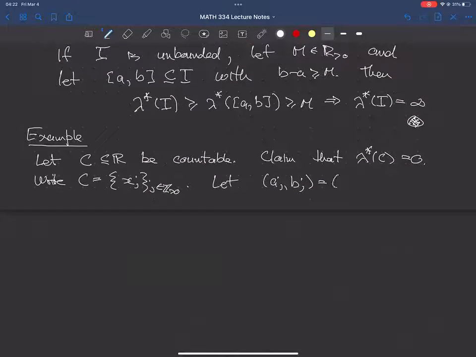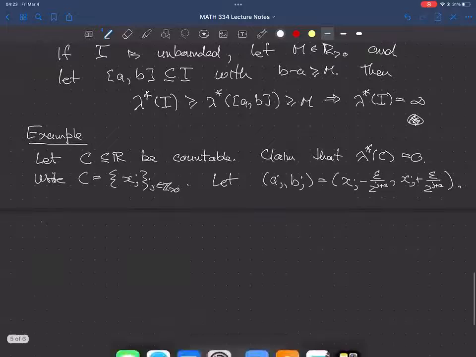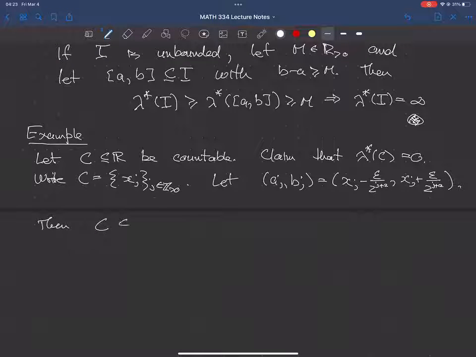You can go from x_j minus epsilon over 2 to the j plus 2, to x_j plus epsilon over 2 to the j plus 2. That guarantees that the length of the interval is 2 times this, which is epsilon over 2 to the j plus 1. Then, first of all, C is contained in the union of these.